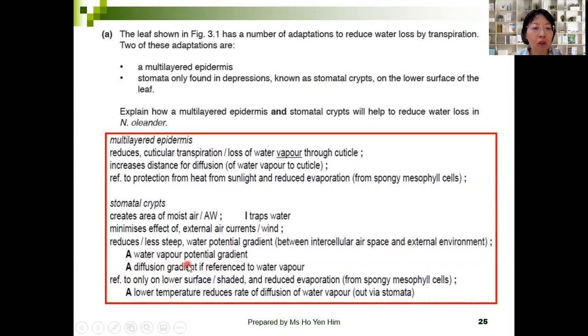They also accept diffusion gradient. They also accept lower temperature reduces rate of diffusion of water vapor. Lower temperature because the heat is being absorbed by the 3 layers of epidermis. So the lower temperature in the lower part of the leaf will reduce the rate of diffusion of water vapor. Okay. So it's good to look at past year questions to see that we cannot write the word trapped water. We need to say that this enclosed area has more moist air, or is more humid.